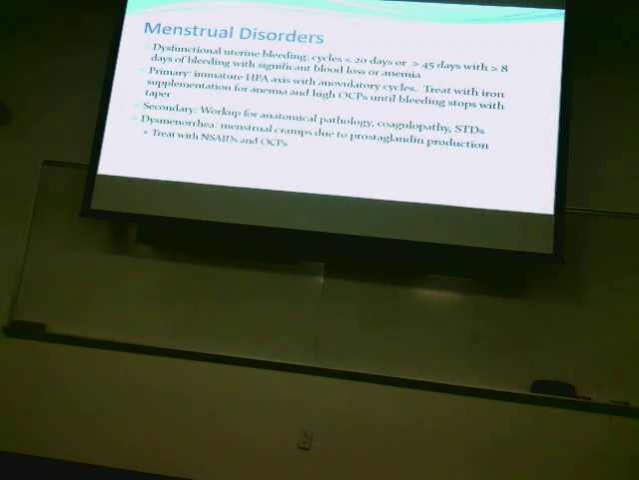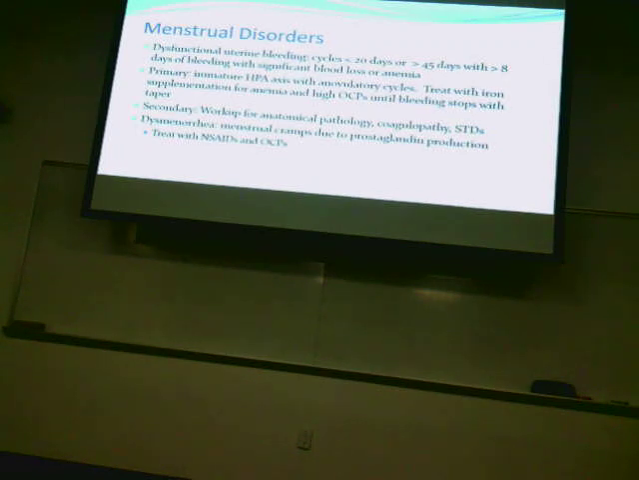Now, the secondary workup would be for anatomical pathology, coagulopathies, or STDs. So if they're bleeding a lot, you want to also look into other history. Do they bruise a lot? Are they bleeding from anywhere else? Because they could have some kind of acquired coagulopathy, which is why they're having very heavy menses. And probably one of the first ones you want to think about, besides low platelets, is von Willebrand's disease. That's one of the acquired ones. That's pretty common. STDs can also cause the dysfunctional uterine bleeding as well.